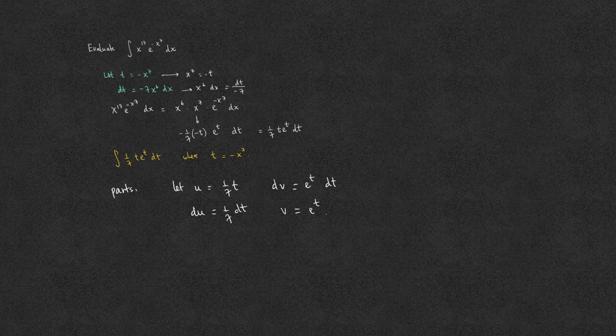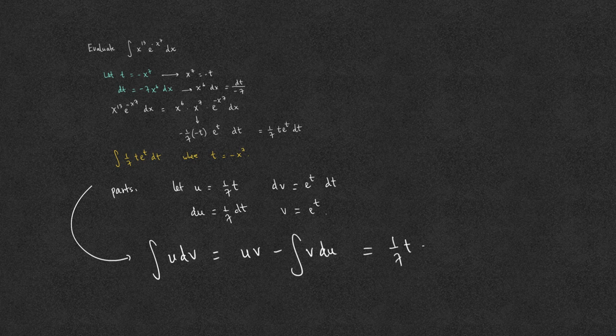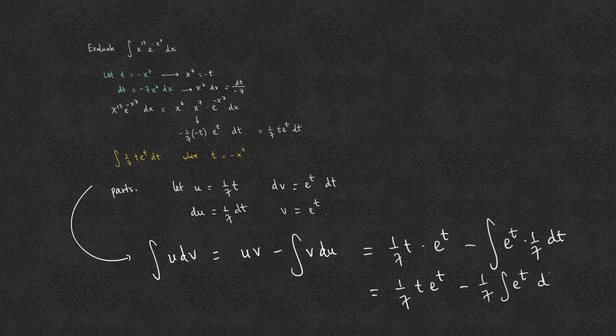Integration by parts guarantees that if we were to use u and dv, then this integral is now the integral of u dv, and the answer will be uv minus the integral v du, where u is 1 over 7t, v is e to the t, minus the integral of v is e to the t, and du is 1 over 7 dt. Simplifying this, we have 1 over 7t times e to the t minus 1 over 7 the integral of e to the t dt.